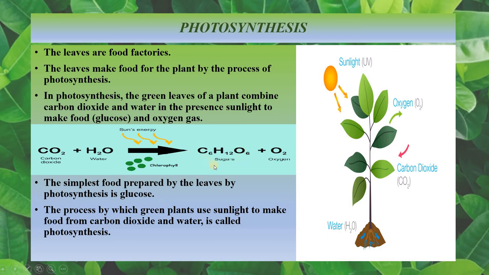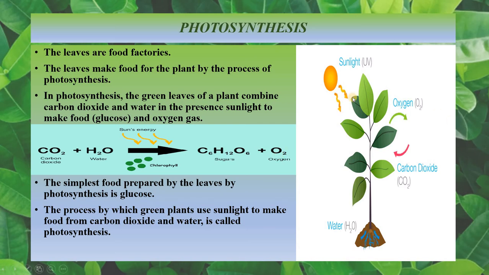What is the food? Glucose or sugar, C6H12O6. This is the chemical formula. And oxygen gas is liberated as a byproduct. This oxygen gas mixes again in the air, and living organisms like animals or even plants utilize this oxygen gas for the process of respiration.